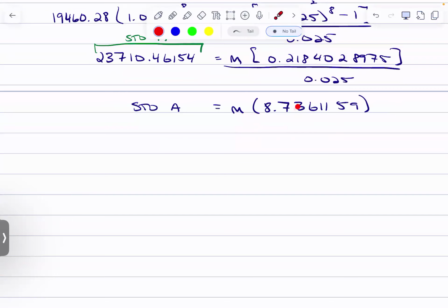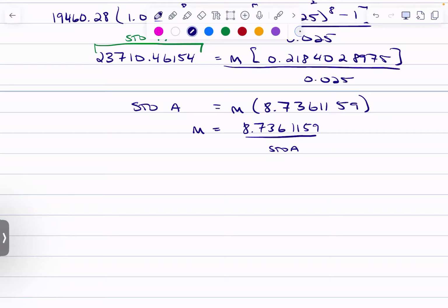Solving for M, I need to divide both sides by this 8.7 and so on. And so I get M is 8.7361159 divided by what's stored in A. Now I keep the 8.736 on my calculator screen, divided by recall A.